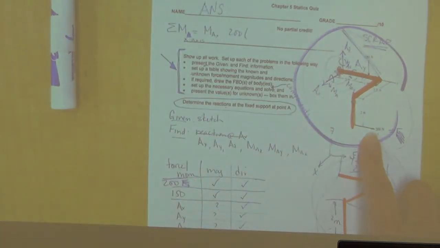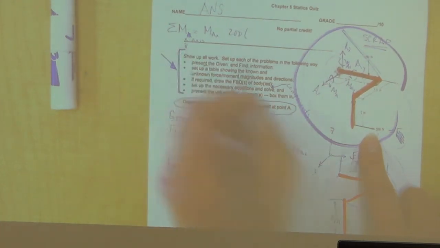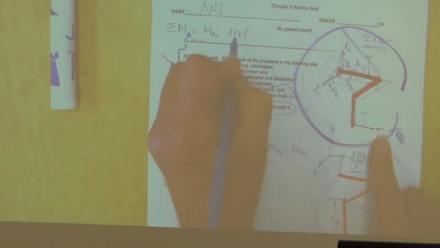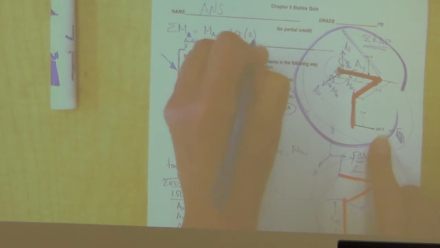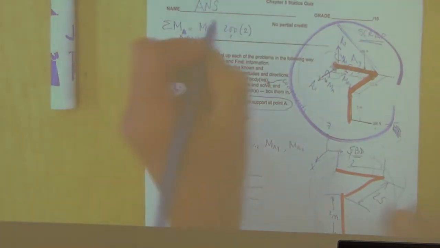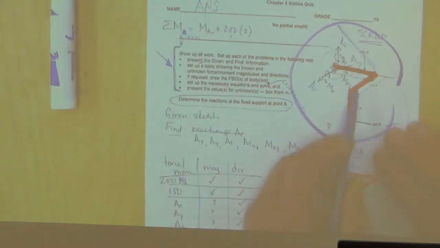2. Okay, so let's look at this. You're trying to find the moment about the x-axis. 200 is going in the y. The perpendicular distance has to be in the z. What is it? 2. Does it create a positive or negative? Positive. And then does the 150 create a moment about x?